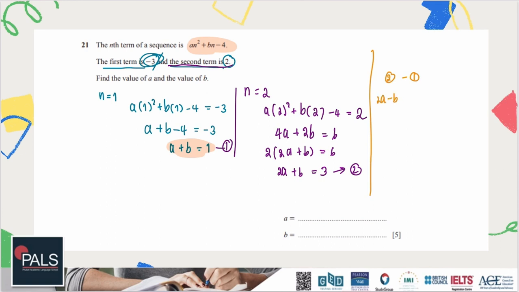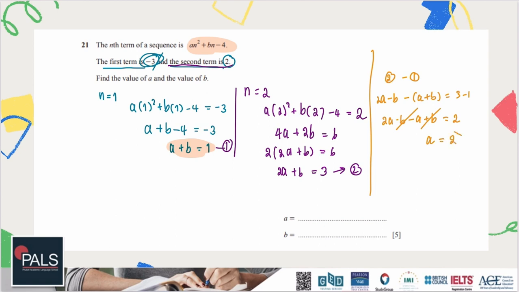So 2a minus b subtract with a plus b equal to 3 minus 1. So 2a minus b minus a plus b equal to 2. So look at it, we can cancel this. So a equal to 2.